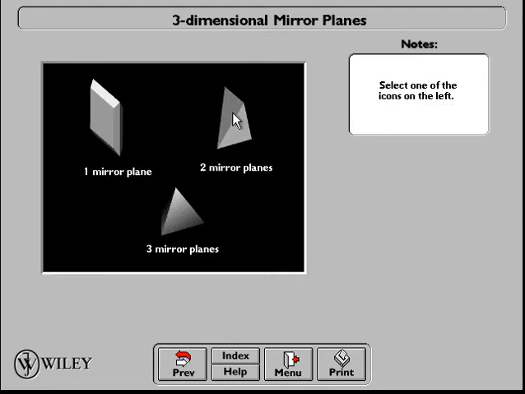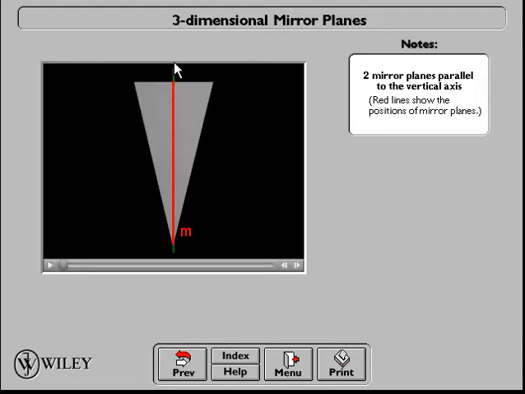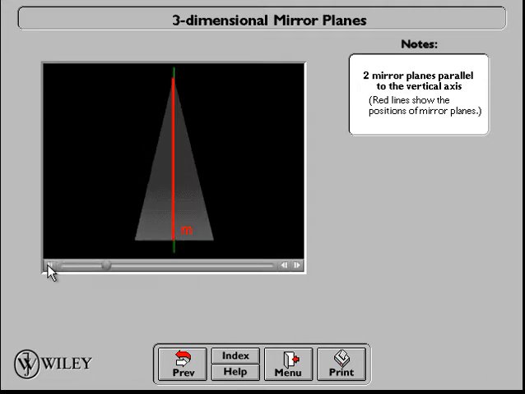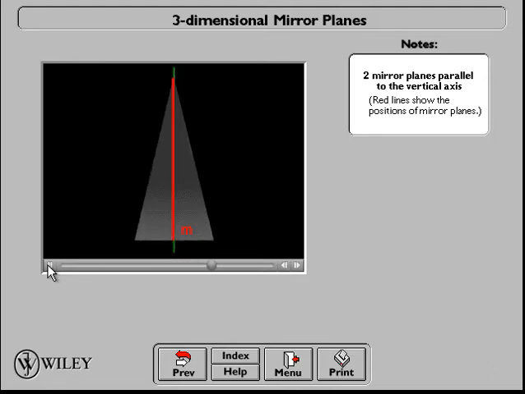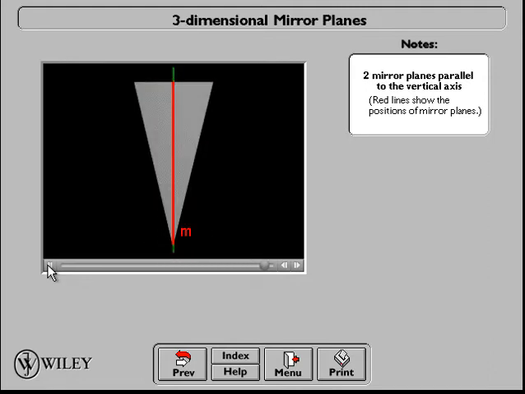So now we have here two mirror planes. We have two mirror planes parallel to the vertical axis. Red lines show the position of the mirror planes. So here we have the mirror plane, and the next mirror plane, so we have two mirror planes in our crystal.